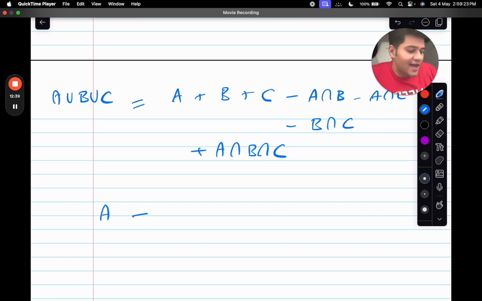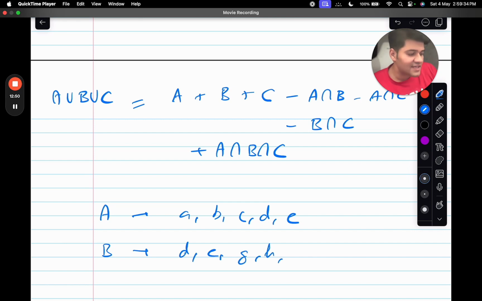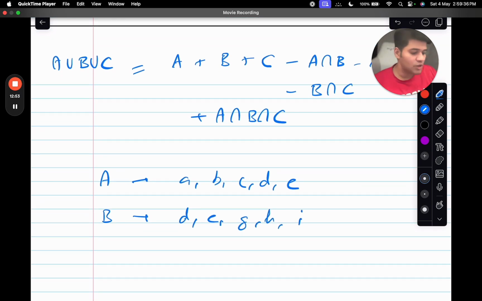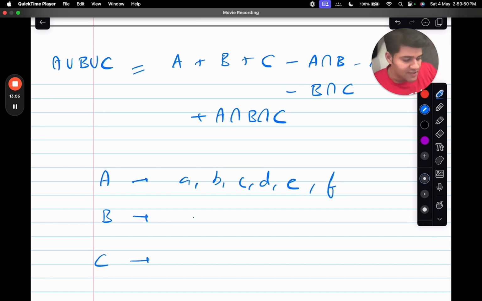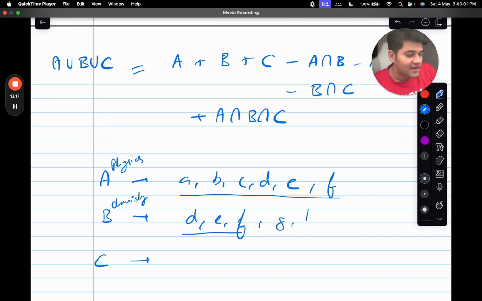Let us say A has 5 people, A, B, C, D, E. And B, let us say, also has 5 people, but 2 of them are in set A, D, E, G, H, I. And let us say C also has a few people, or let me make a little larger set, A, B, C, D, E, F. Now, the second set has D, E, F from the first set. So let's say these learn physics. So small A, B, C, D, E, F learn physics. Set B, that is chemistry, D, E, F learn chemistry as well as G, H, I learn chemistry.